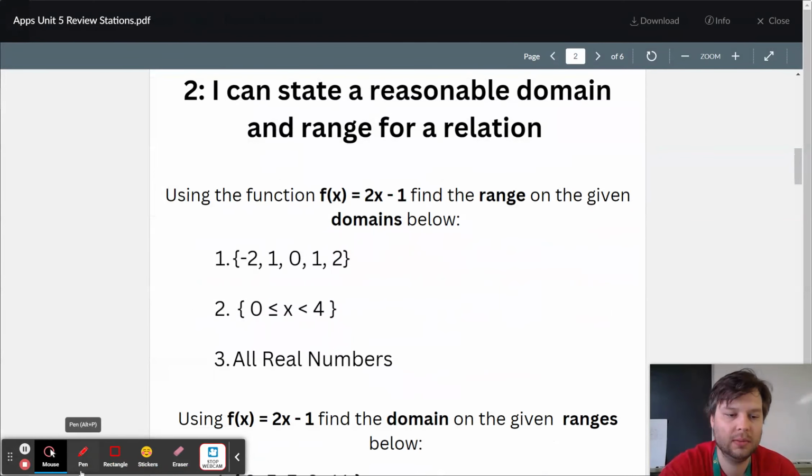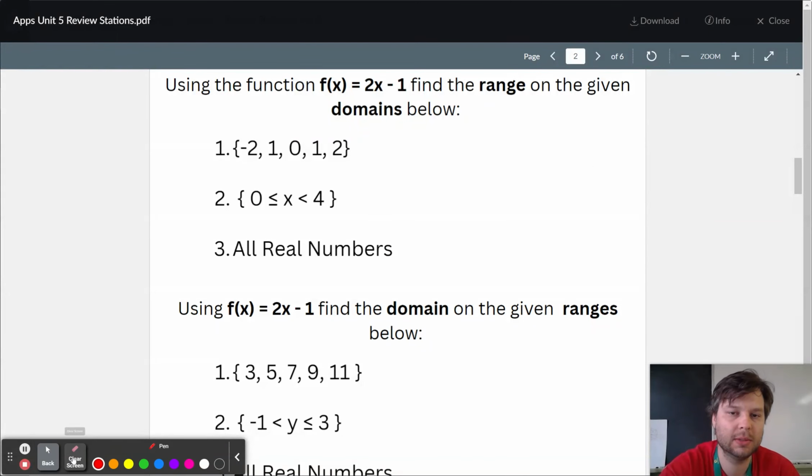Okay, scooting on down, domain and range again. We have the function f of x equals 2x minus 1, and we're given a domain, and we're asked to find a range. Well, that means we plug it in. If you plug in -2, -2 times 2 makes -4, minus 1 makes -5. Plug in +1, 2 times 1 is 2, minus 1 is 1.